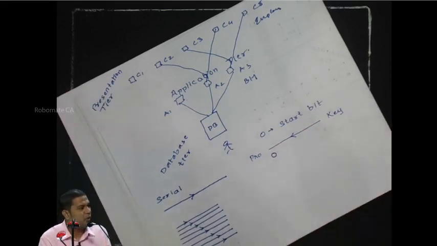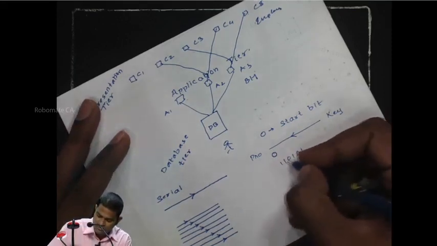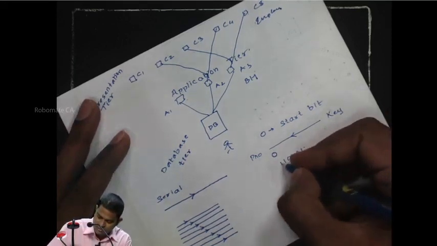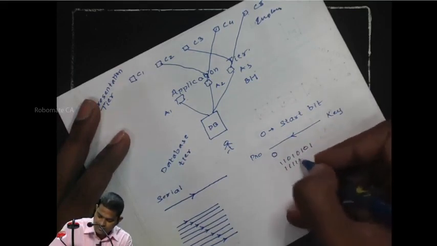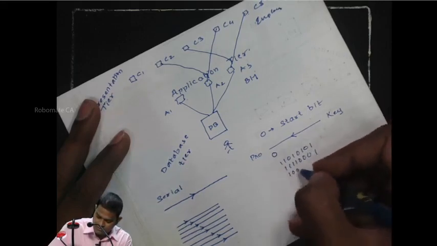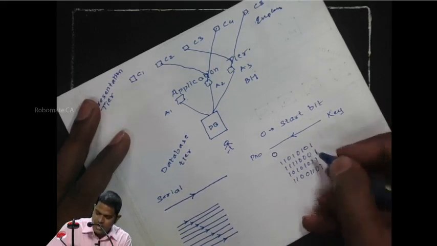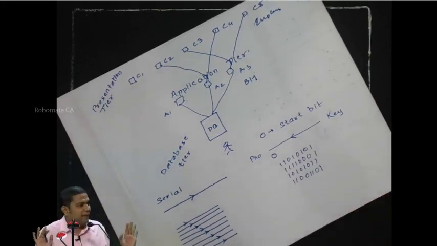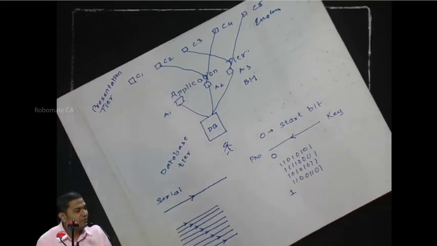Now whatever he is typing, obviously it will go inside in the form of binary digits, say 110101, then it would be 1110001 1010101 1100101101, and so on. And when he stops typing, bit 1 will be generated. It indicates to the processor that typing has stopped.